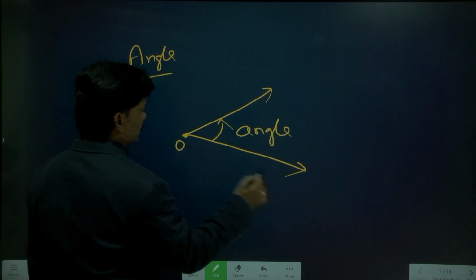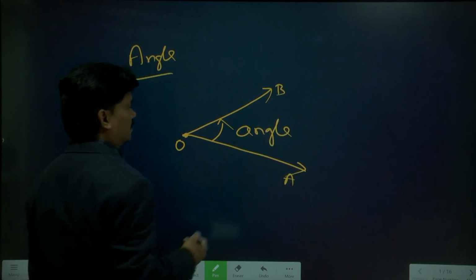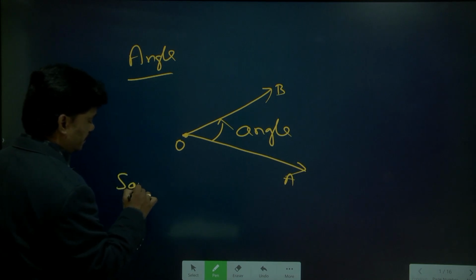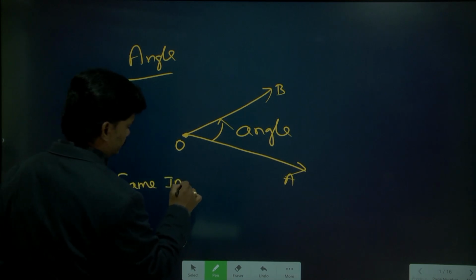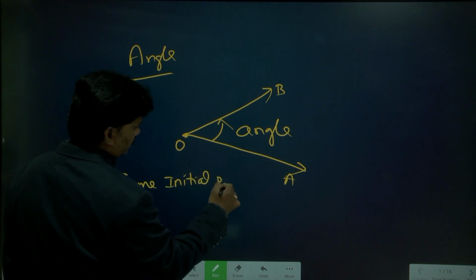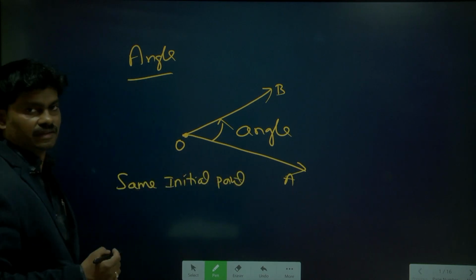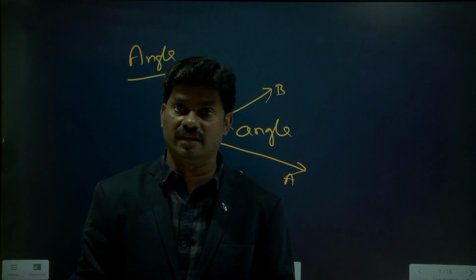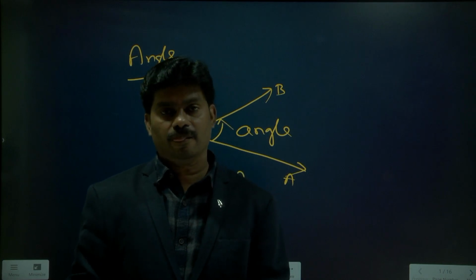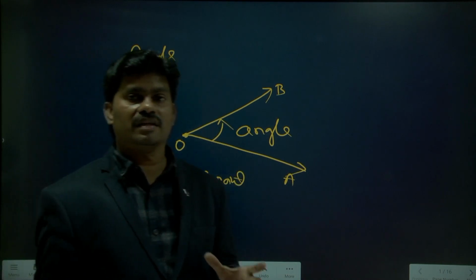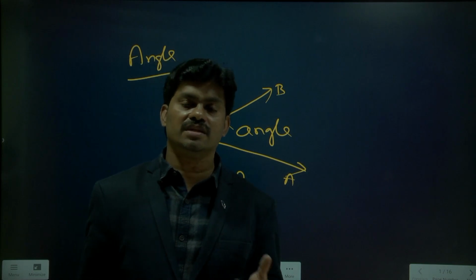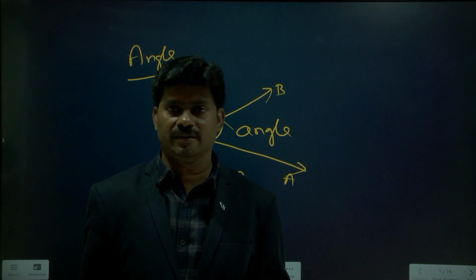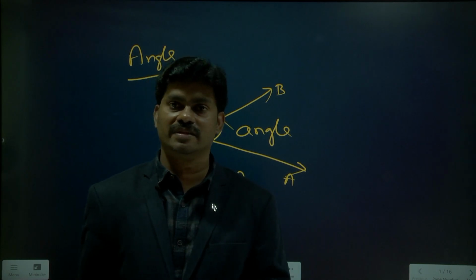So here OA is one ray, OB is one ray. In general we can say two rays have the same initial point, and they travel in different lines, not like coincident rays or coincident lines. Next, we have some particular types of angles. Based on those angles, we will measure the angles of any object. By using a protractor, we will measure the angles, no?